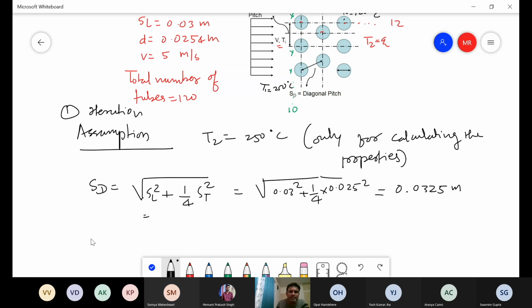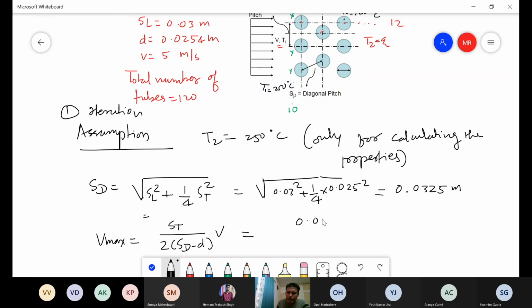So now based on the SD, we can calculate Vmax. That is nothing but the maximum velocity which we are going to have, because there are restrictions. The area for the flow is going to decrease as we move across the bundle of the tube, and therefore the velocity is given as Vmax. For this staggered case, it is defined as 2(SD minus D) into V. So this is what the equation is.